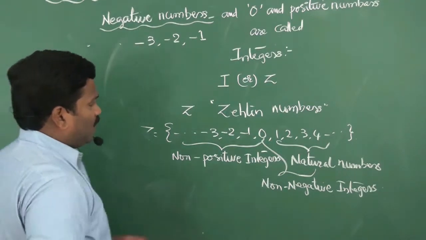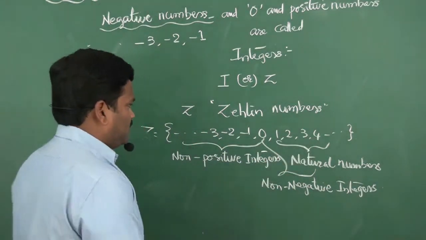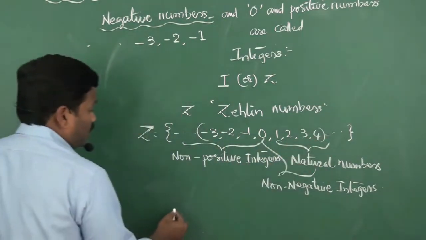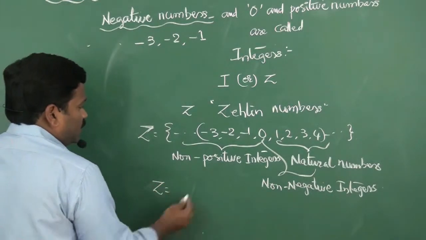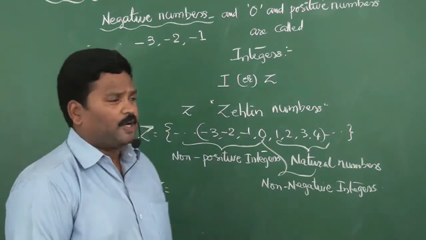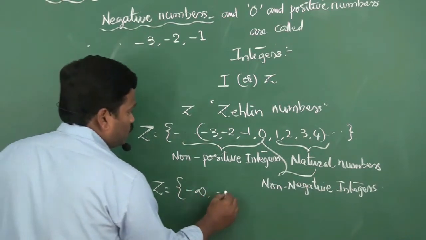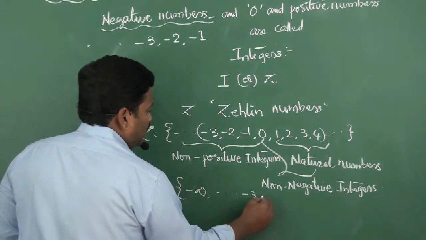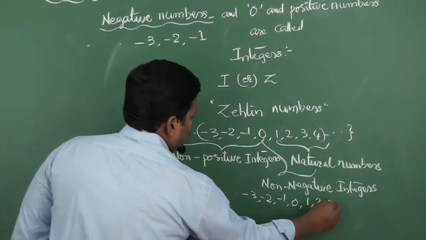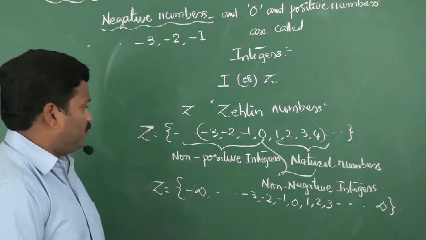Integers cannot start from -3 and cannot end with 4. This is just an interval of integers, because the least integer cannot be determined and the maximum integer cannot be determined. Therefore, the integers go from minus infinity, on to -3, -2, -1, 0, 1, 2, 3 and so on to plus infinity. This is the set of integers.